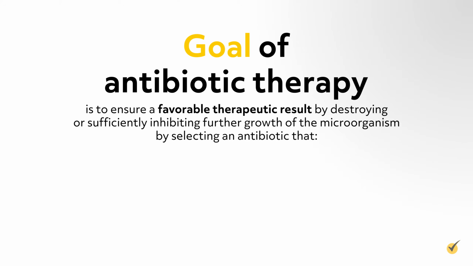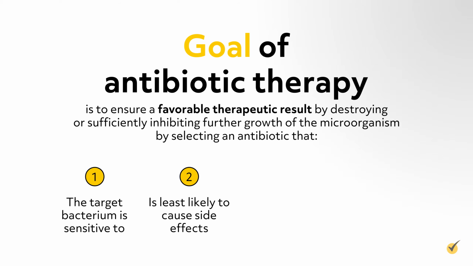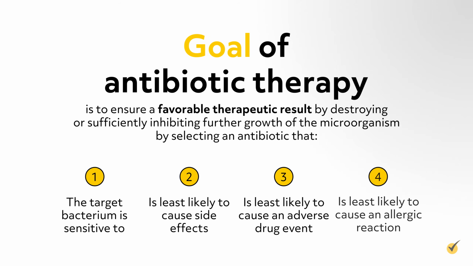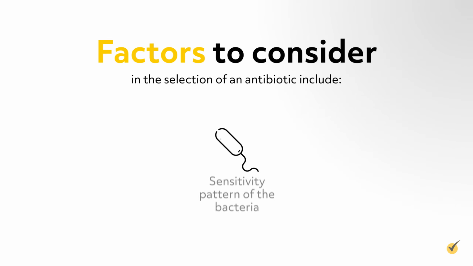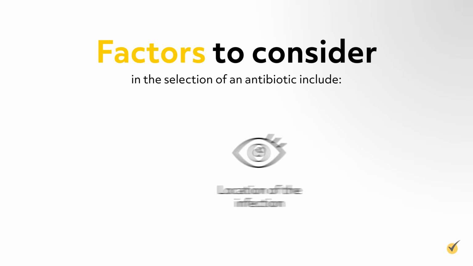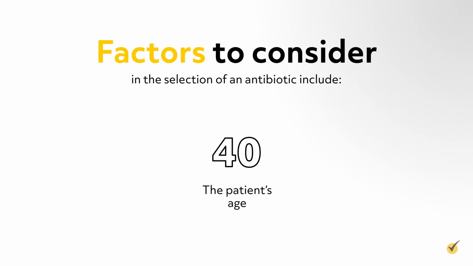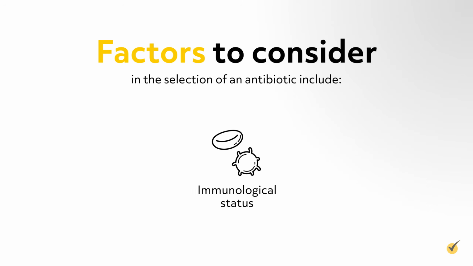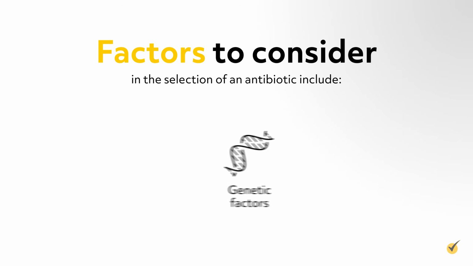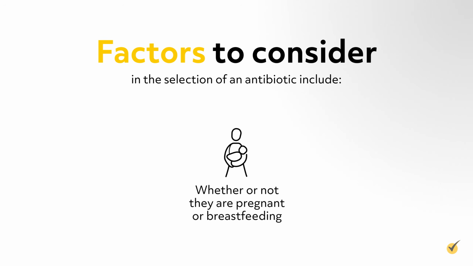The goal of antibiotic therapy is to ensure a favorable therapeutic result by destroying or sufficiently inhibiting further growth of the microorganism by selecting an antibiotic that the target bacterium is sensitive to and is least likely to cause side effects, an adverse drug event, or an allergic reaction. Factors to consider in the selection of an antibiotic include sensitivity pattern of the bacteria, severity of the infection, the location of the infection, the patient's age, the presence of comorbidities, immunological status, renal and liver function, as well as genetic factors, history of allergies, and whether or not they are pregnant or breastfeeding.